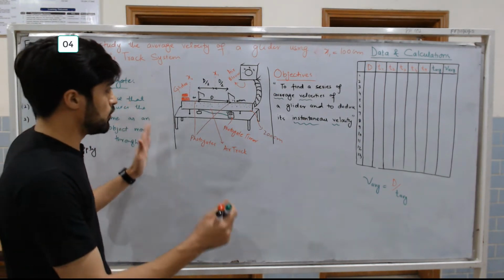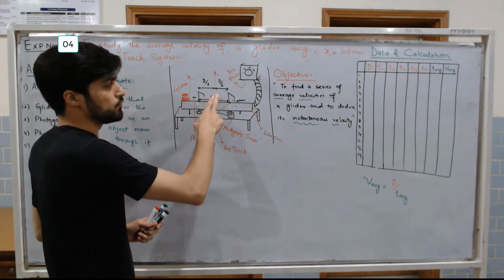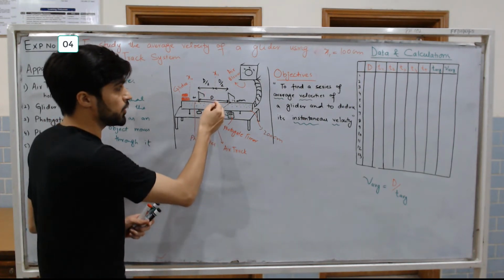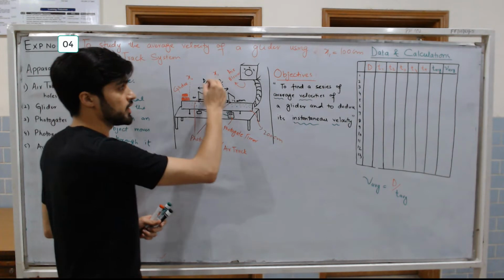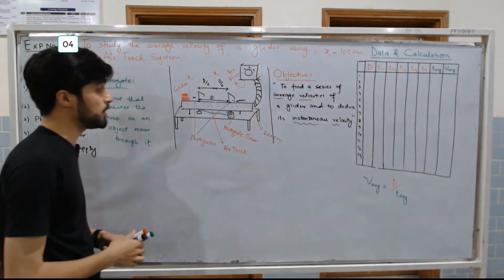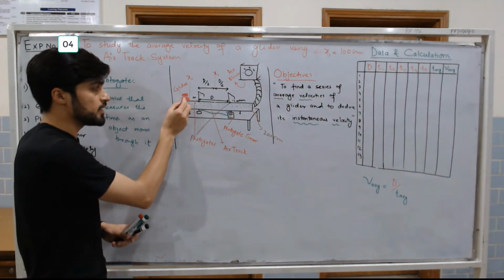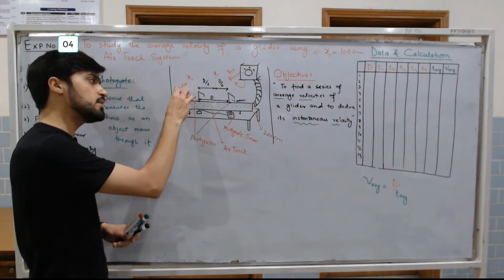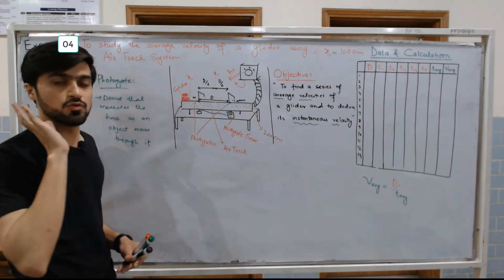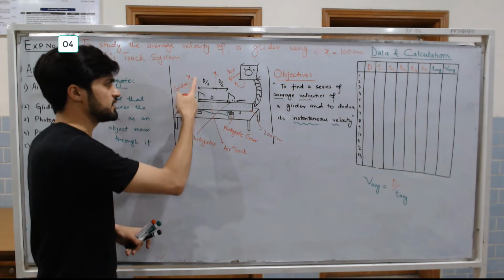So this is actually the apparatus. The distance between two photo gates is d by 2. The middle point, we are calling that point x1, is our 100 centimeter. Keep in mind, if you are starting your glider from this position, you will always have to start this glider from this position throughout the experiment. So fix it. Let's say this is your x0 mark.